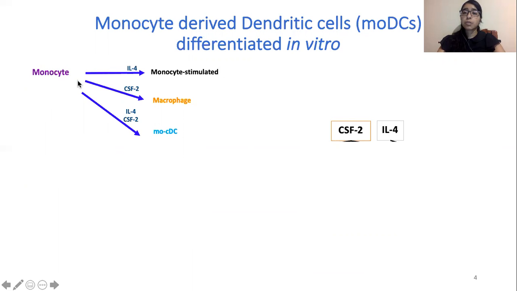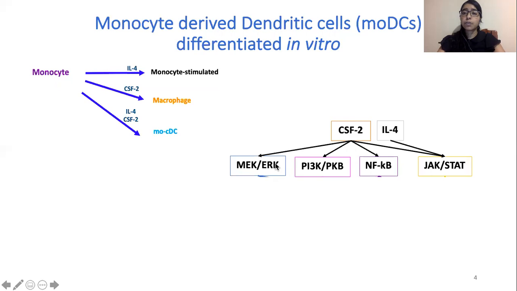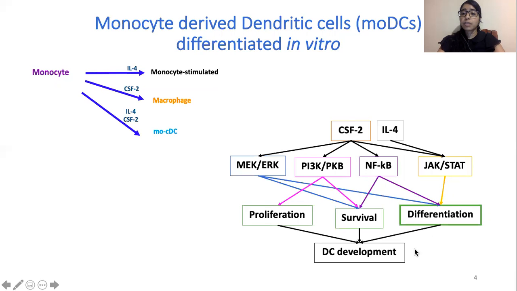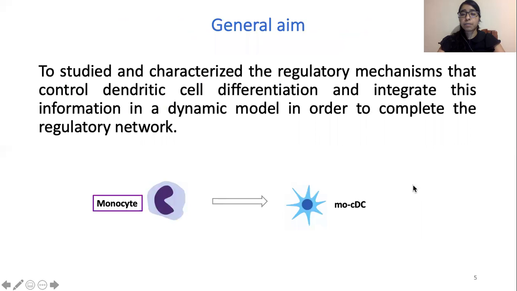When we obtain the monocyte from the bloodstream and incubate it with interleukin-4, the result is a stimulated monocyte. When we incubate the monocyte with CSF2, this leads to the differentiation of the macrophage. When we incubate the monocyte with the combination of interleukin-4 and CSF2, this leads to the differentiation of the dendritic cell. CSF2 and interleukin-4 activate 4 signaling cascades: MAP kinase, PI3K, NFKB, and JAK-STAT. This leads to the differentiation and dendritic cell development.